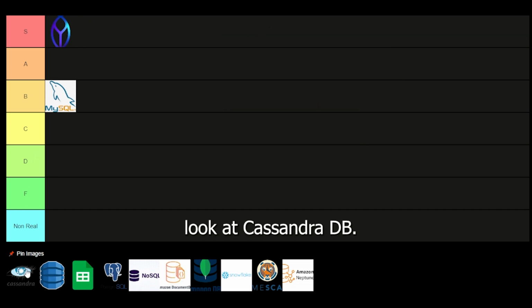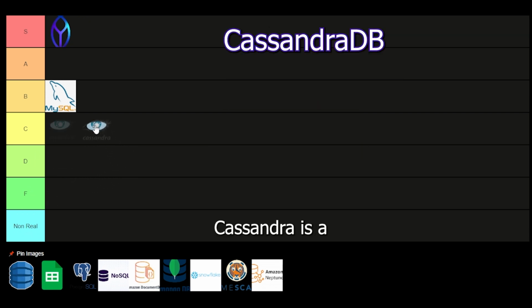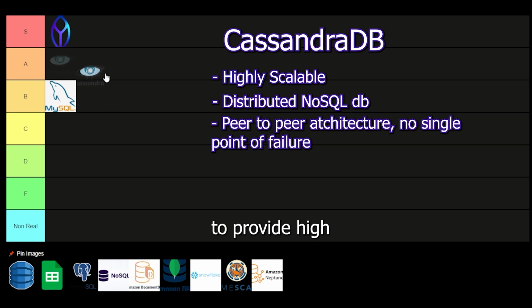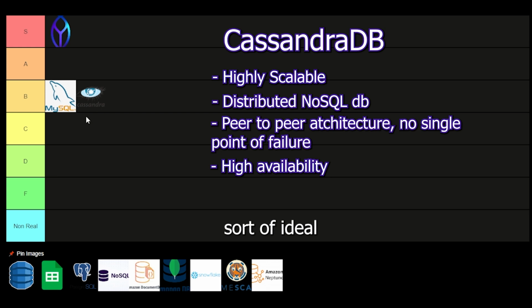All right, now let's take a look at Cassandra DB. Cassandra is a highly scalable and distributed NoSQL database designed to handle large amounts of data across many servers with no single point of failure. It uses a peer-to-peer architecture and has flexible schema to provide high availability and fault tolerance. All this makes it sort of ideal for write-heavy and real-time applications.